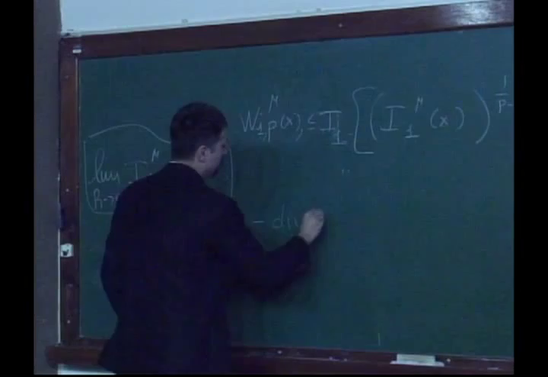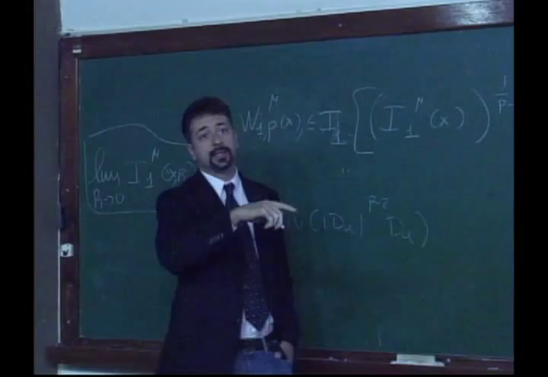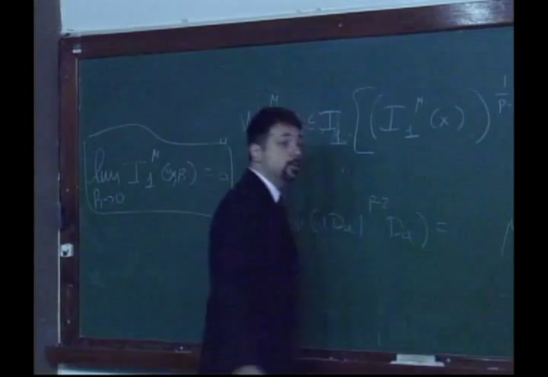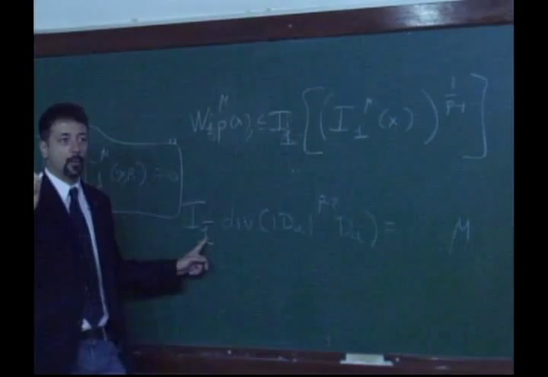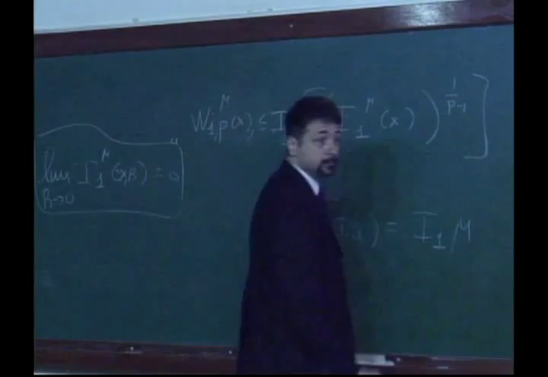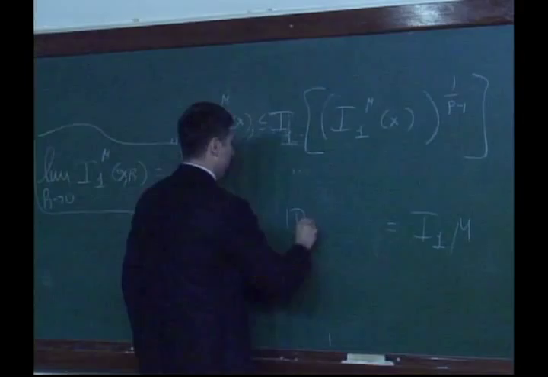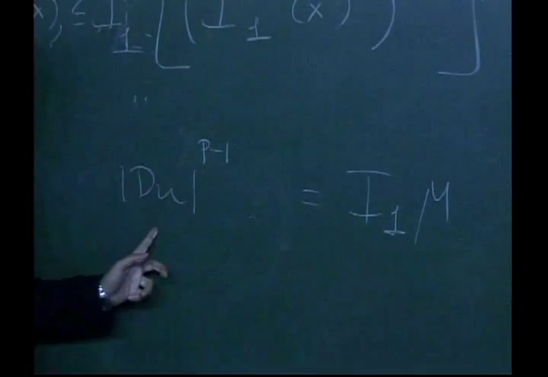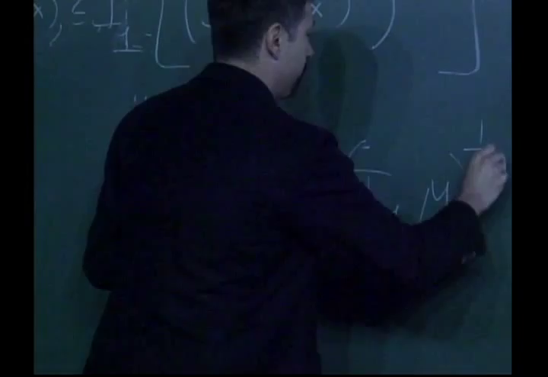Let's try to invert this operator via integrations, and remember, please, that Riesz potentials are integrations. You have this one. You want to get rid of the divergence, and you apply I1, because I1 is an integration of order 1, and it cancels with the divergence. And now, what is this guy? This guy is like Du to the p minus 1. So now we are back to the previous estimate. So let's get rid of p minus 1.